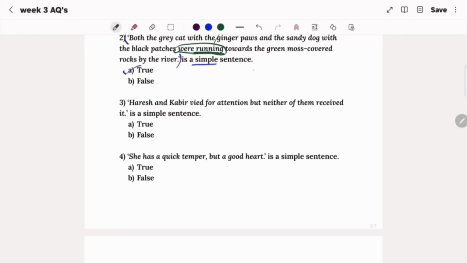Harish and Kabir vied for attention, but neither of them received it. They're saying it is a simple sentence. False. It is not a simple sentence.